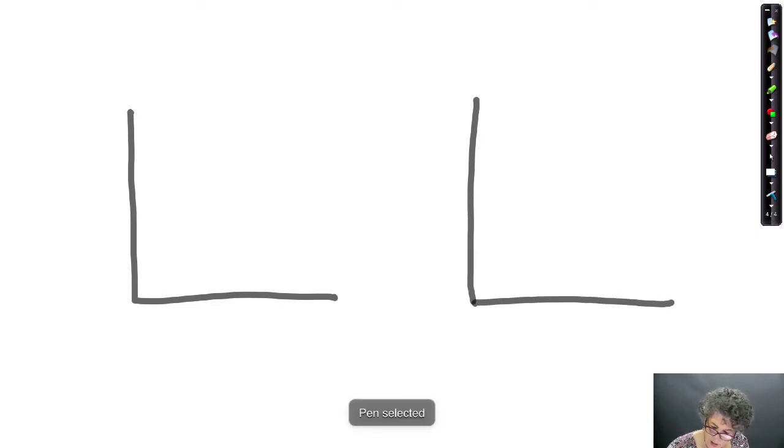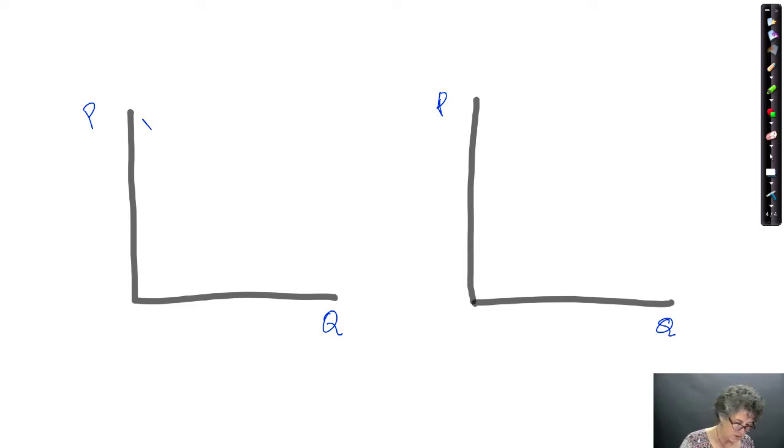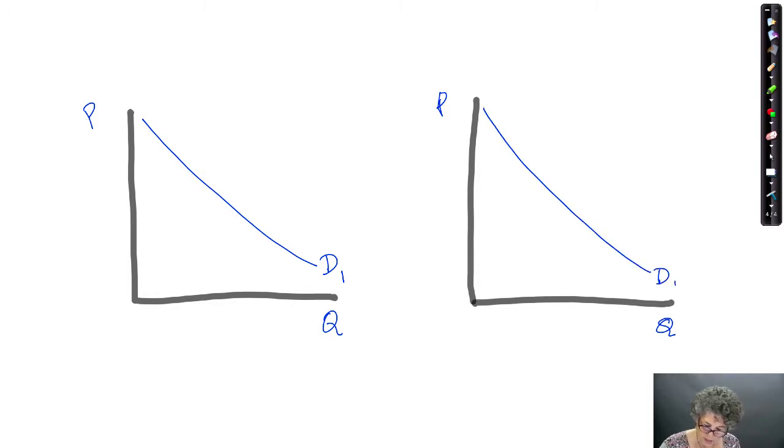Let me start out by drawing a couple of demand curves. So here's price again on the vertical, quantity on the horizontal. My initial demand curve, I'm going to label it D1, so a subscript 1 to say this is my initial demand curve. And then let me just stop right there.